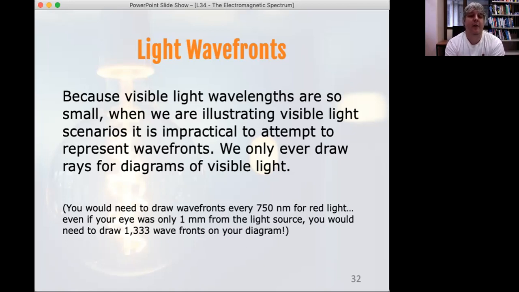So the point is we don't bother with wavefronts for visible light or any higher frequency. You could potentially get into wavefronts if you move down into looking at microwaves or radio waves, but because there's so much of the spectrum that we can't use wavefronts for, it's pretty standard to only ever use rays for any kind of light, but especially for visible light. And as you move into the high energy lights, we definitely only stick with rays.